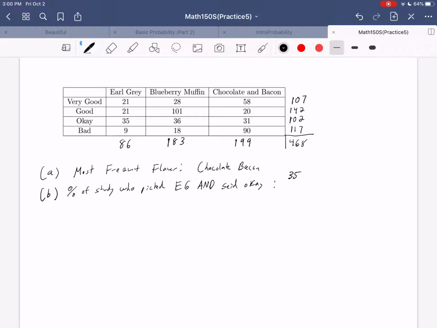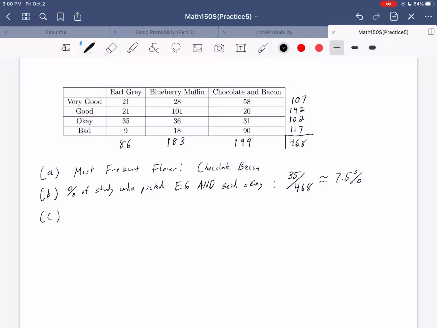So it would be that 35 divided by the 468. We're dividing by 468 because it says the percentage of the study, so of everyone in the study. 35 divided by 468, and then we'll convert that into a percentage. Looks like we should get about 7.5%. So about 7.5% of everyone in the study ended up being people who had chosen the Earl Grey flavor and then followed up by saying that that Earl Grey flavor was only okay.